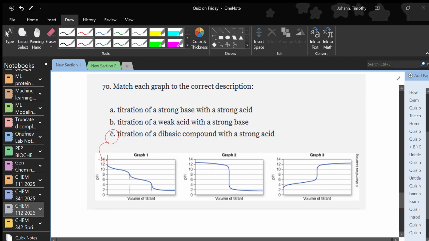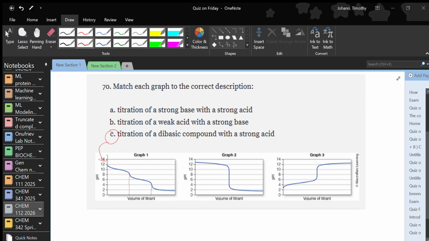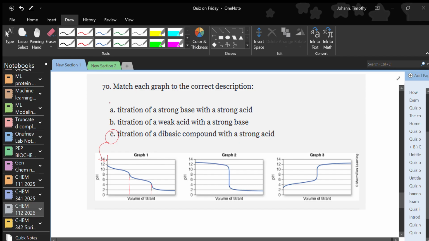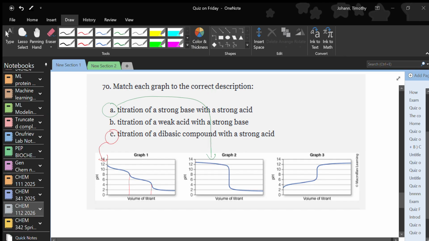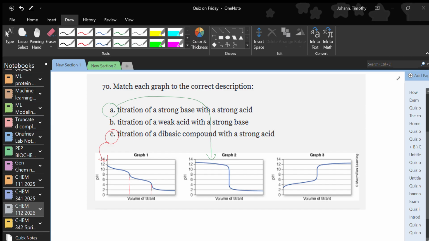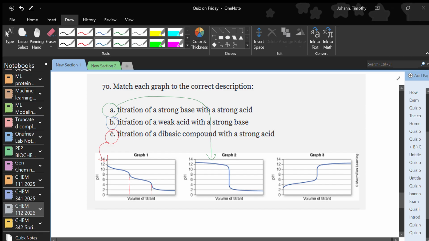Now I'm looking for a weak acid with a strong base. Well, here they've got, so this one has to be that, because we're going with a strong base with a strong acid. We're going from high pH to low pH, right? As you add acid, the pH goes down. And then the titration of a weak acid with a strong base. They made this one easier than I would have thought.